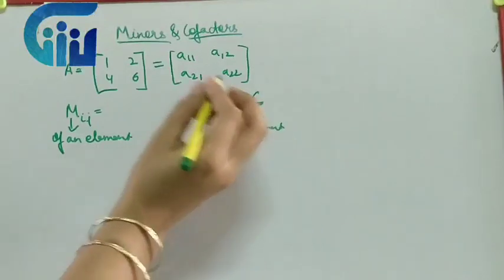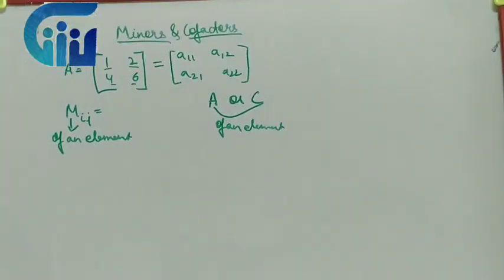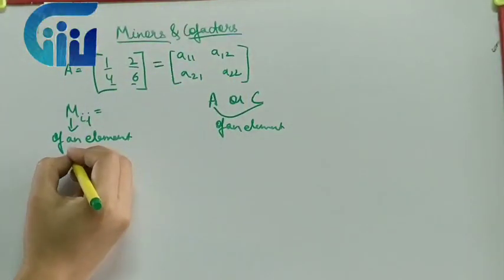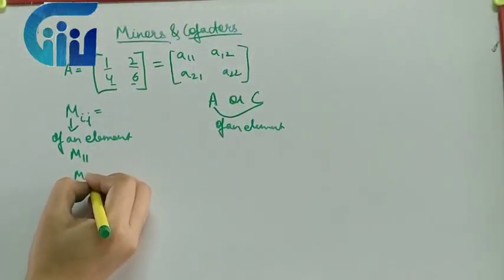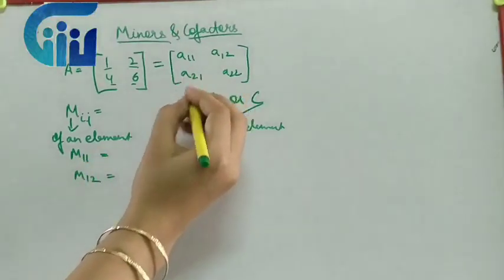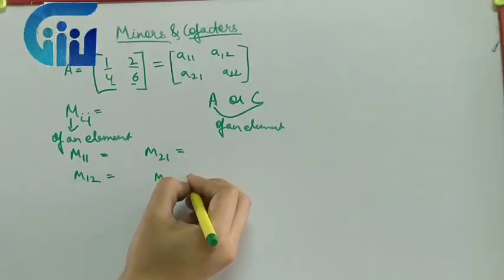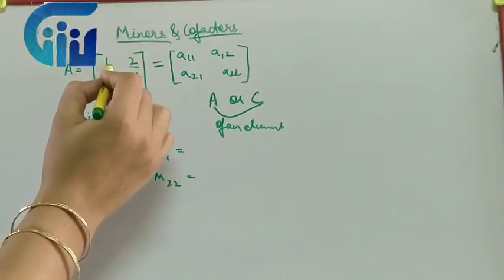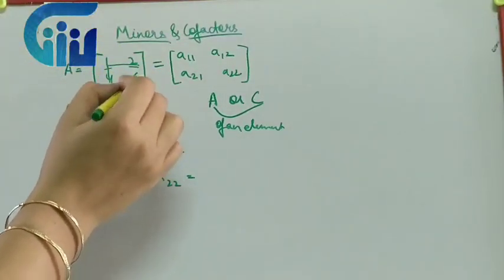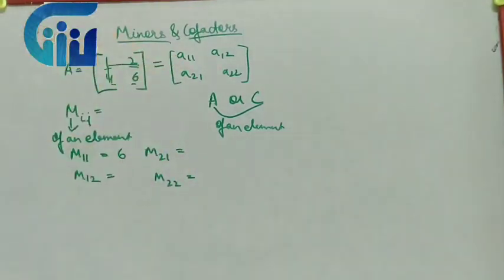So we are going to find the values of these elements. Mij over here: for A11 I will write M11, for A12 I will write M12, for A21 I will write M21, for A22 I will write M22. So what will be M11? I'll cover this element along its row and column. Whatever is left, that will be the value, or the minor, of this particular element A11. The value is the left out element.